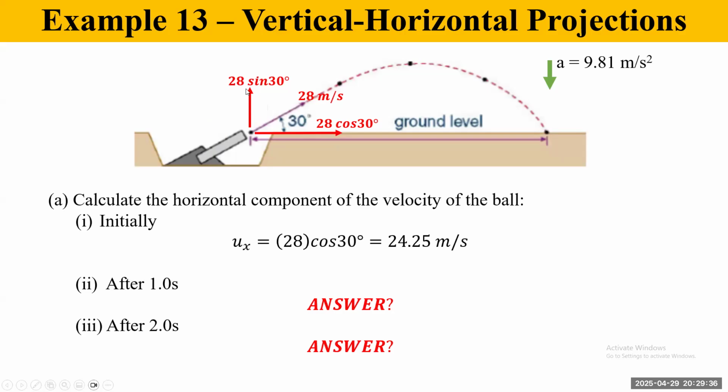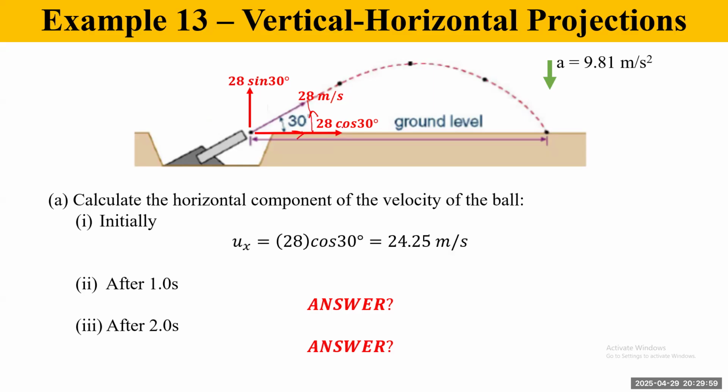What we're saying here is that the vertical component is going to be Vy = 28 sin 30. That is because it forms a right angle. You assume that it forms a right-angle triangle right there. Just remember that. And so you have your vertical component and you have your horizontal component.